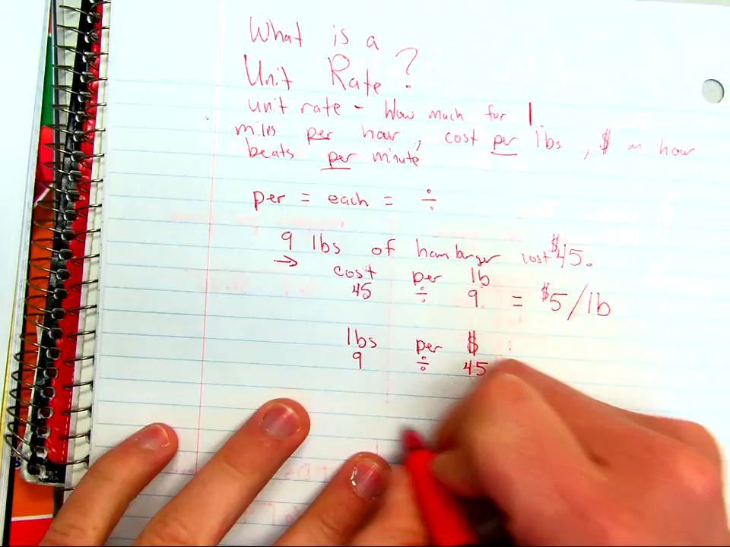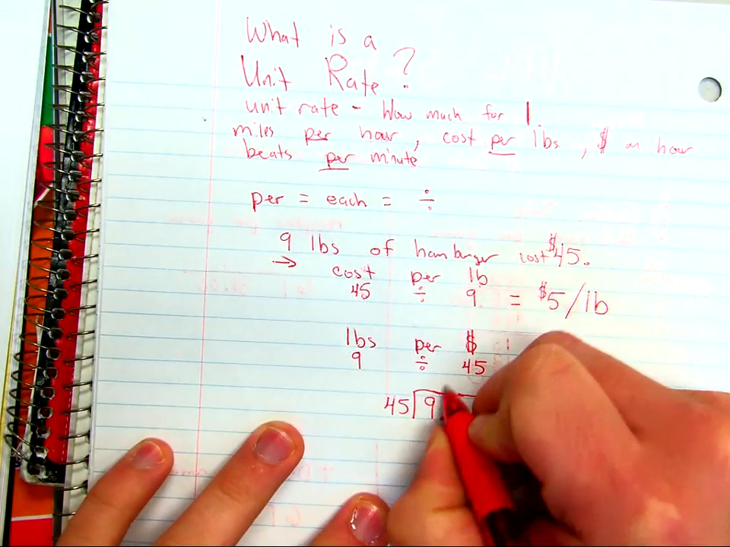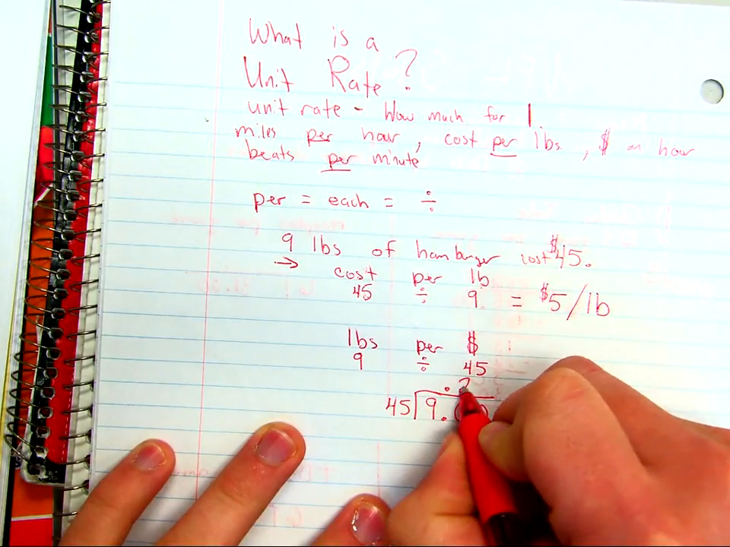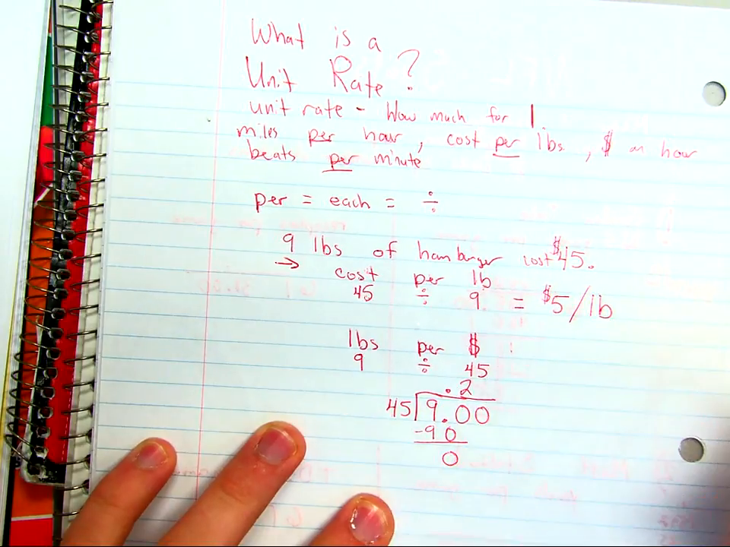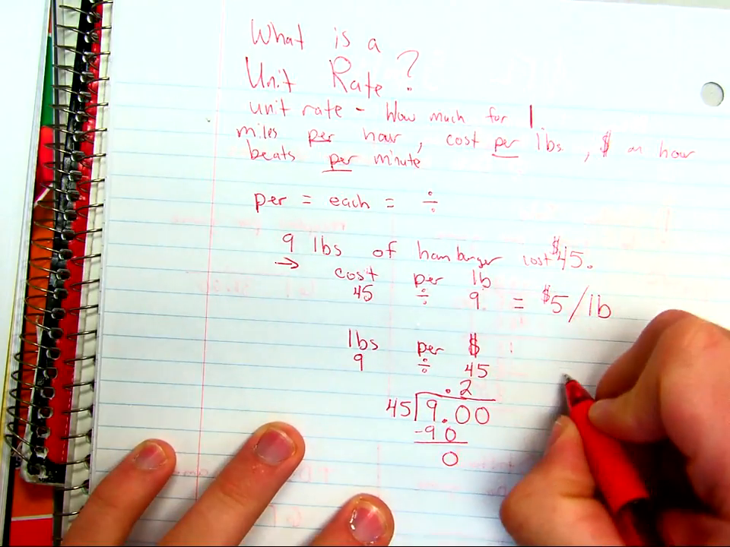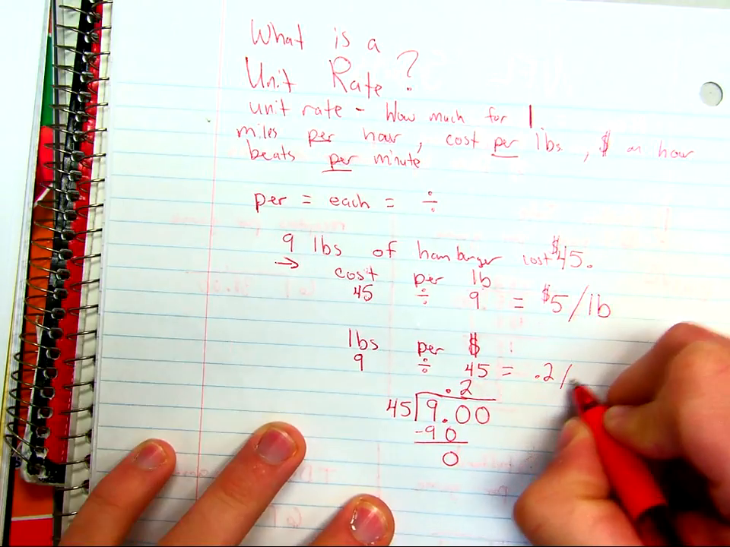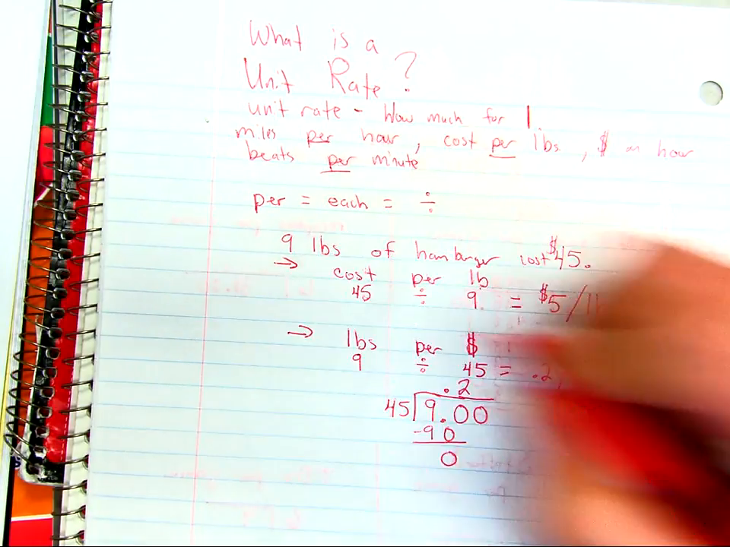So I have to set up my division. 45 is not going to go into 9, so I add a decimal, and I'll just add a couple zeros, bring that straight up. 45 goes into 90 twice, and that's actually going to give me 90, so I can be done. So my unit rate of pounds per dollar, I get 2/10 of a pound for each dollar.